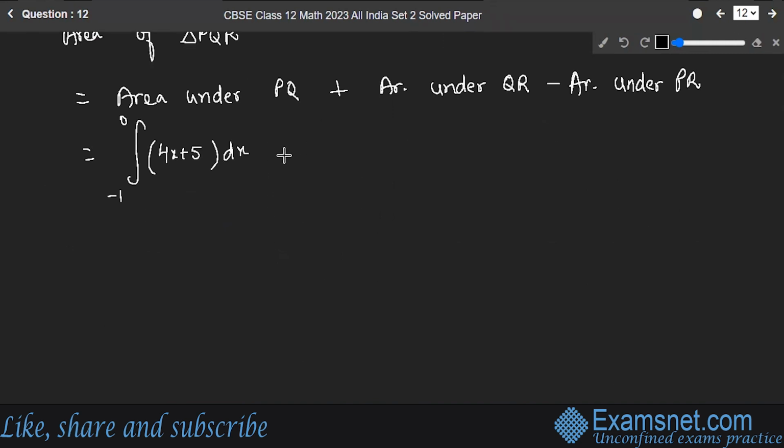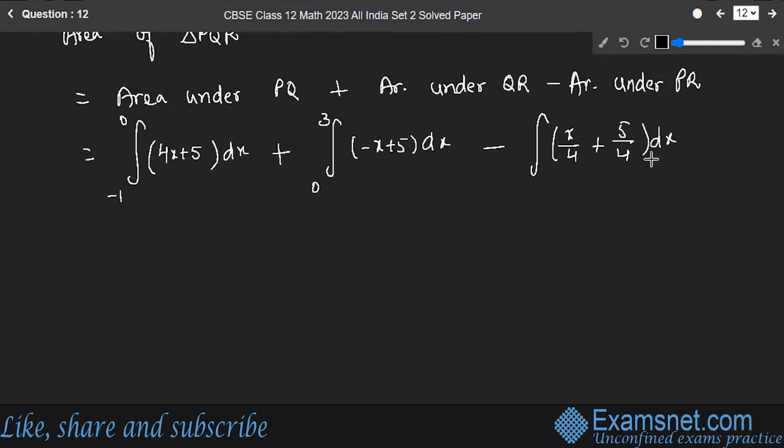Similarly, for QR, this will be equal to minus x plus 5 dx. Now the 0 to 3, minus x by 4 plus 5 by 4 dx. Limits are moving from minus 1 to 3. Now pretty easy. We are done with the difficult part. Now it's just you have to solve the integration, which is again very easy.